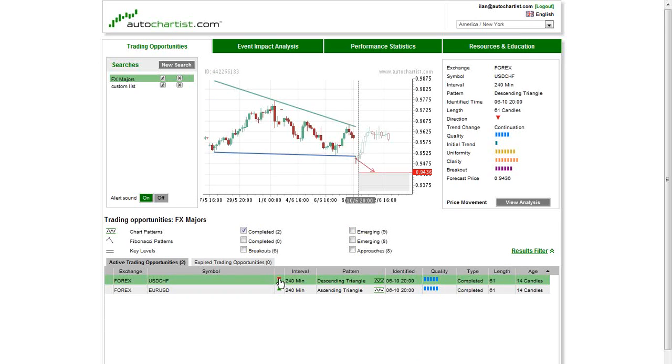The other major difference you'll see is that there is not a gray arrow, but a red arrow that points downwards. A red arrow or a green arrow means that there has been a breakout.